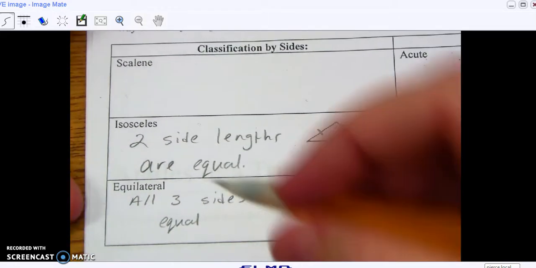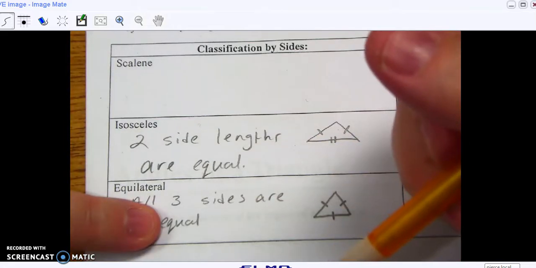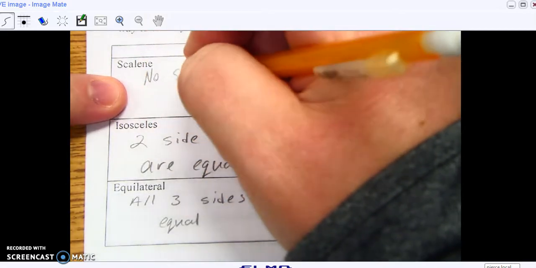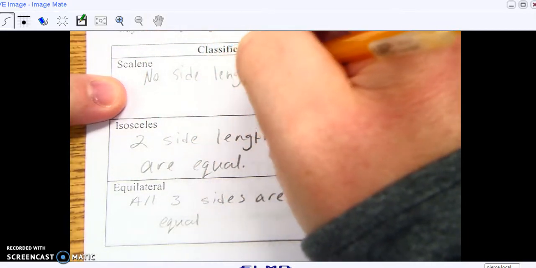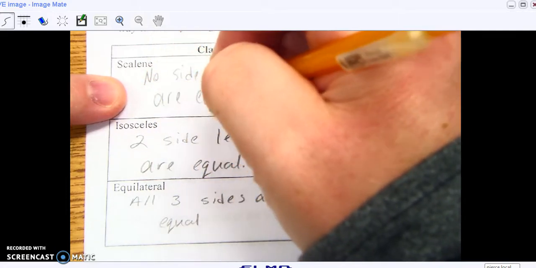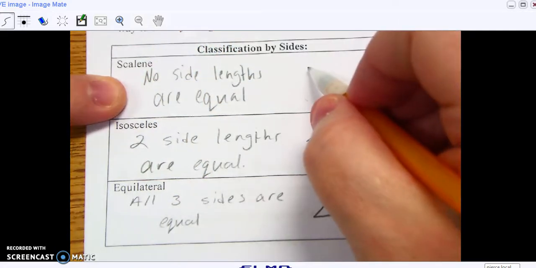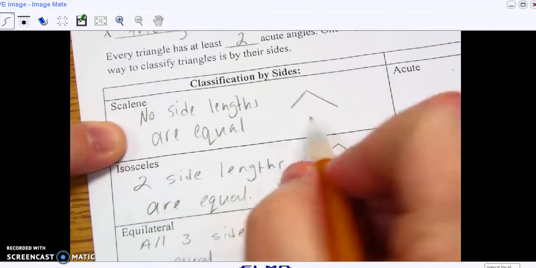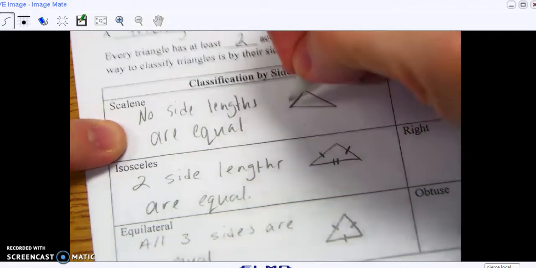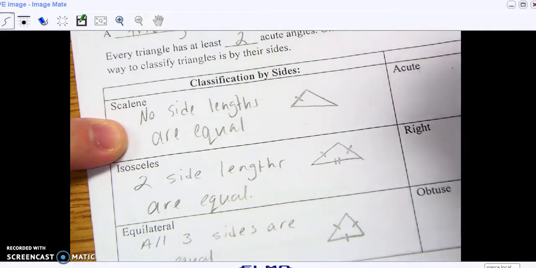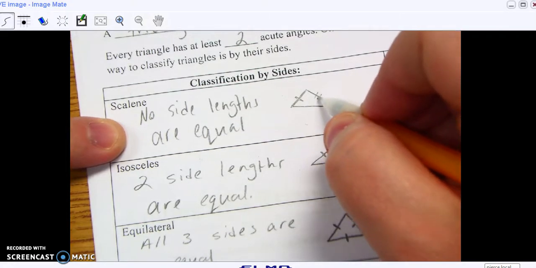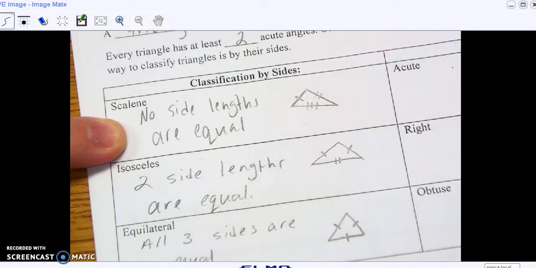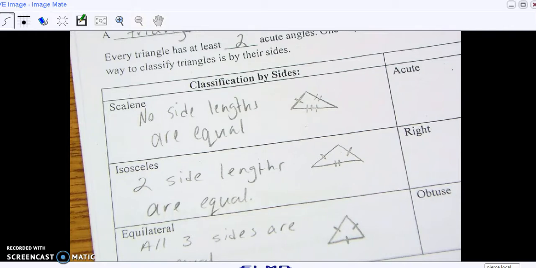In a scalene triangle, this is where all 3 are equal, only 2 are equal, and this is where none are equal. No side lengths are equal. I usually draw a little short side, a little medium side, and then this long connector for the 2 of them. This one's shortest, so I'm going to put 1 tick mark there, 1 congruency mark there. This one's next, so I'll put 2 there, meaning that this is not the same as this. And this one is my longest, so I'll put 3 there, meaning they're all different.